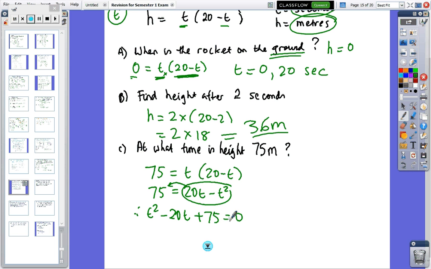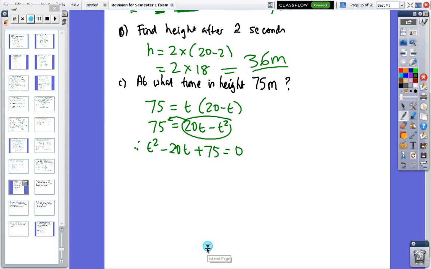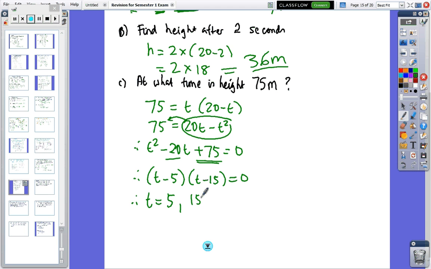So this is when you can use any technique you want. Quickest way is just to put into brackets 2 numbers that multiply to 75 that add to minus 20. The 2 numbers are 5 and 15. So the answers are 5 seconds and 15 seconds. So it's going to hit 75 meters at 5 seconds when it's going up, and on the way down it's going to be at 15 seconds.